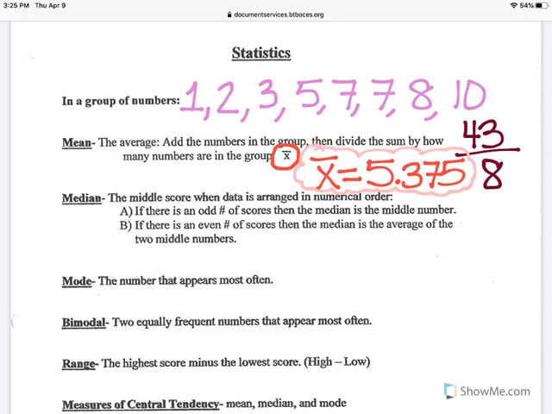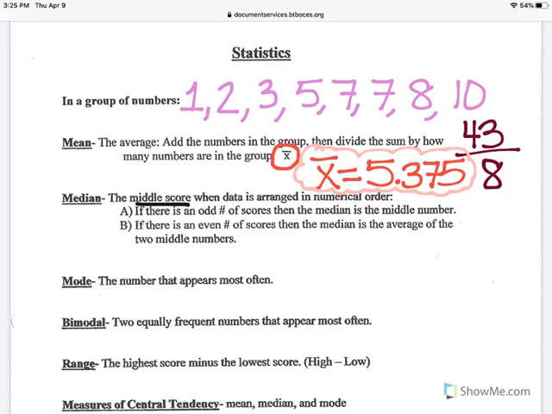Again, to figure that out, add all your numbers together and divide by the number of items you have. Okay, the next item is the median. The median is the middle score, and how you figure out that middle score will vary depending on if you have an odd number of scores or an even number of scores. So we will write down an odd number of scores first.